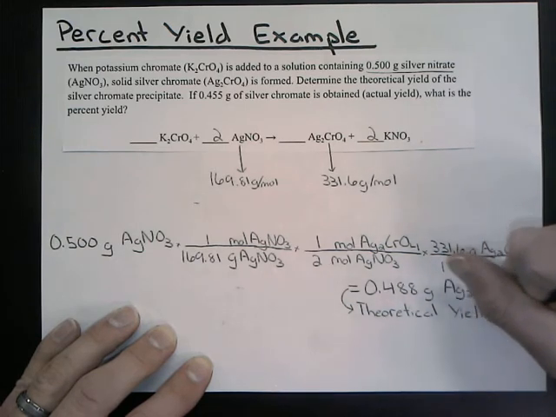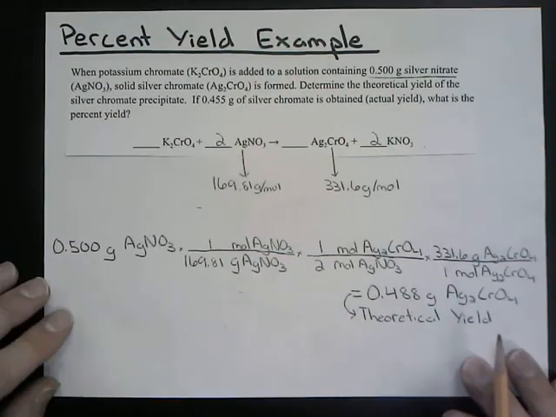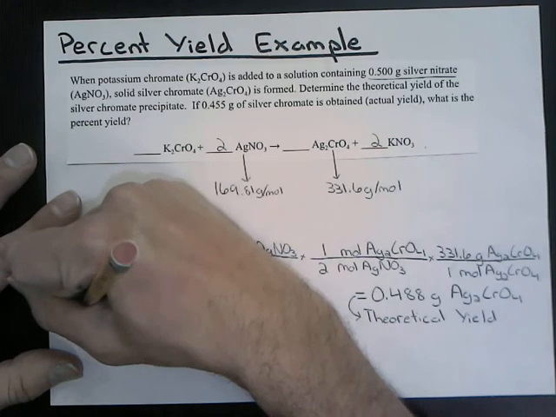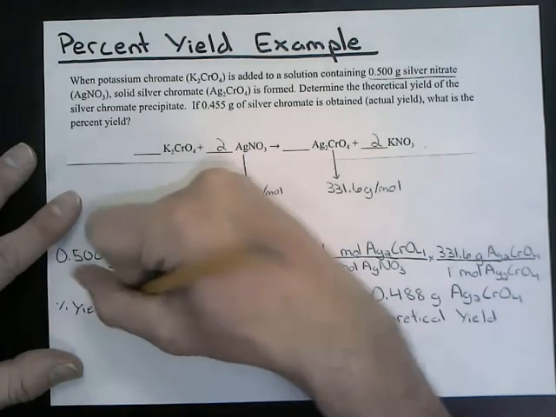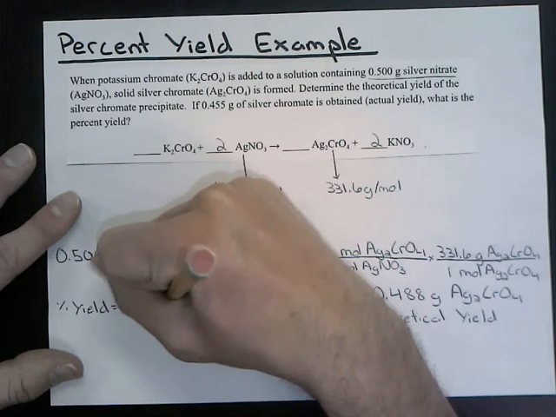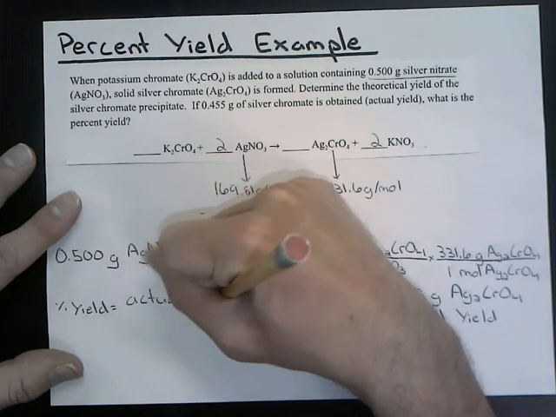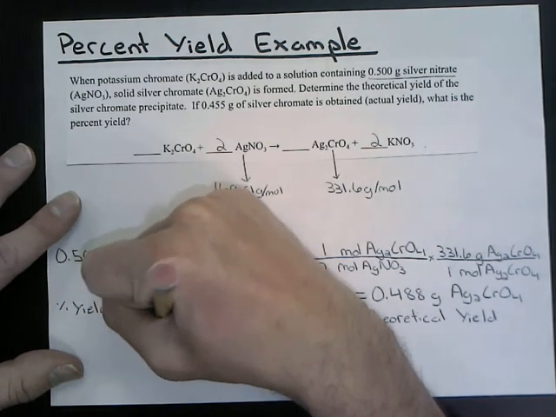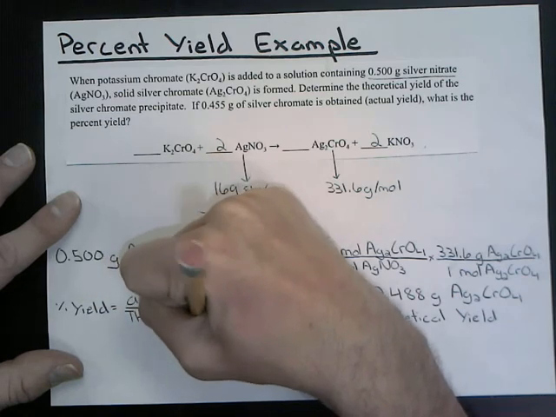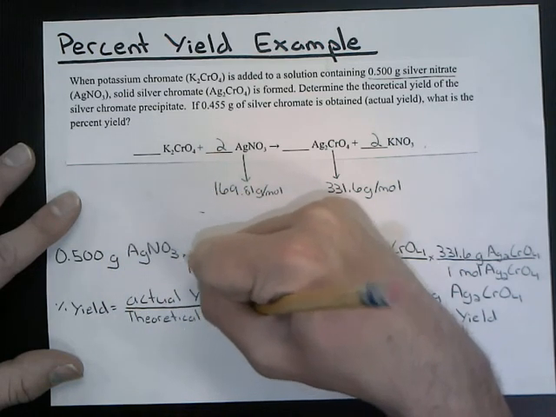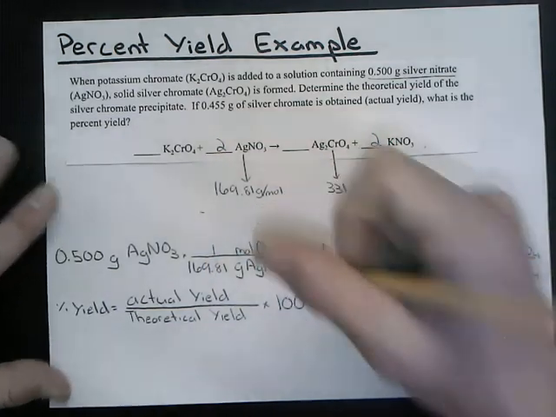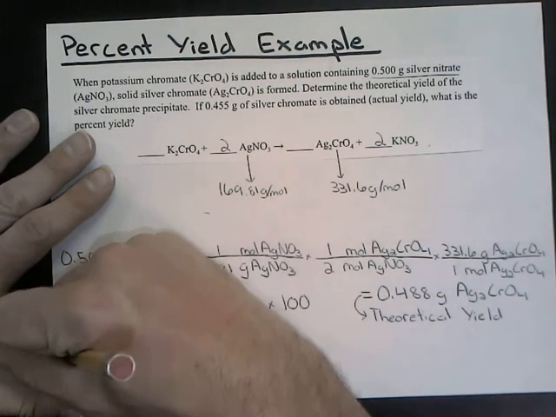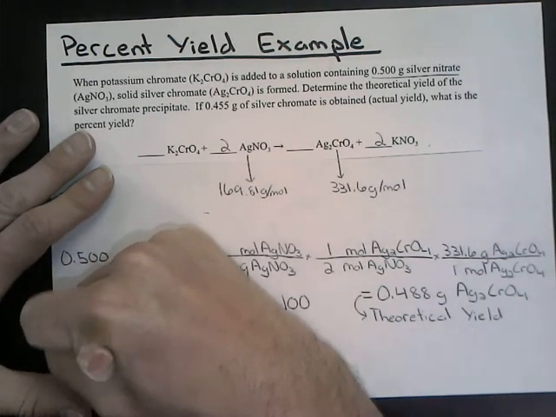And what we need to do now is find the percent yield. As a reminder, percent yield is equal to our actual yield divided by our theoretical yield, all times 100 to get us into a percent. So all I'm going to do is plug these numbers in. Again, we don't know the percent yield, so we are going to find it.